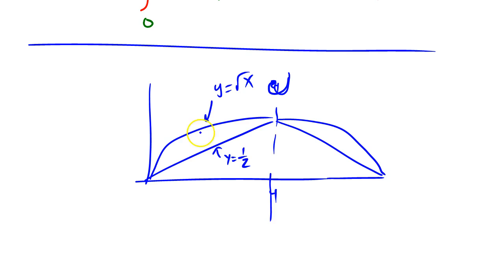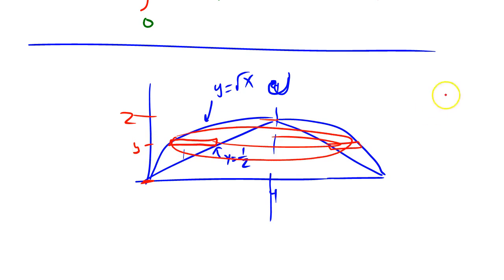Now, instead of doing vertical rectangles this time, I'm going to do horizontal rectangles. For each value of y between 0 and 2, I've got a horizontal rectangle. It will get rotated around to generate a washer.